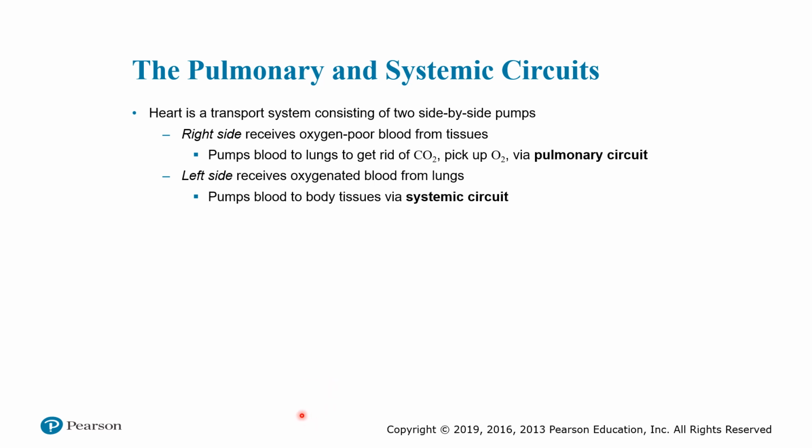The right side receives oxygen poor blood from the body. That oxygen poor blood contains carbon dioxide, and the heart pumps that blood to the lungs. This is known as the pulmonary circuit. The left side receives oxygenated blood from the lungs, and the heart pumps this blood to the tissues of the body. This is known as the systemic circuit.